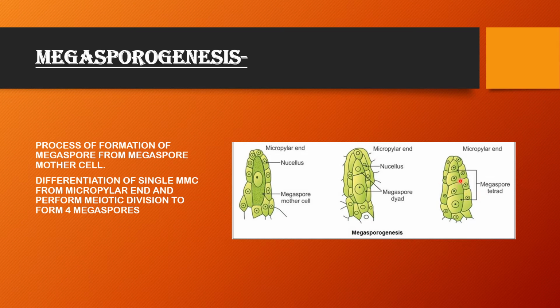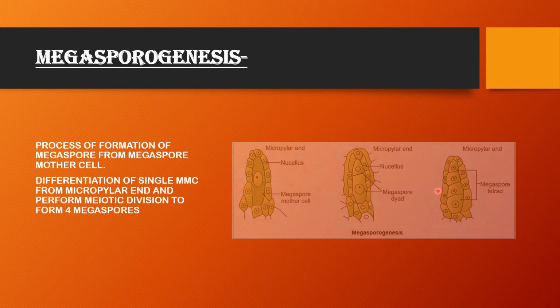Now, 3 cells which are away from the micropylar end will degenerate. That means these are non-functional cells. These 3 are non-functional cells, and only one which is present at the tip, that means at the micropylar end, will be the only functional megaspore. That means after the process of meiosis, 3 cells are non-functional and will degenerate, and only one cell will remain functional.